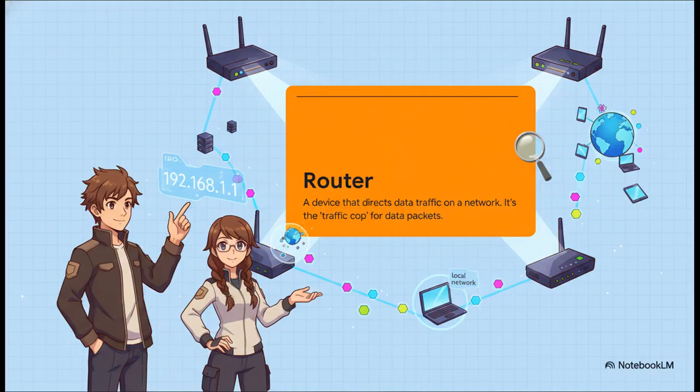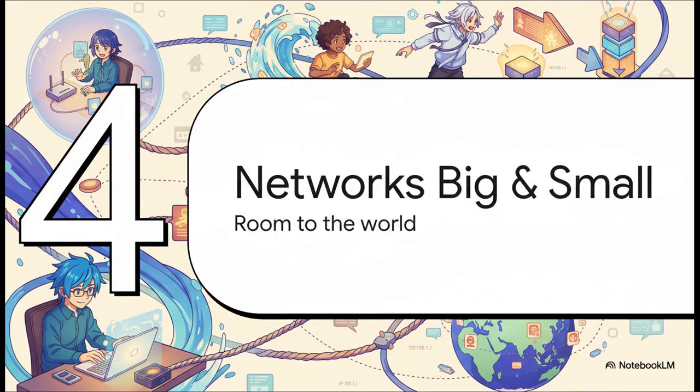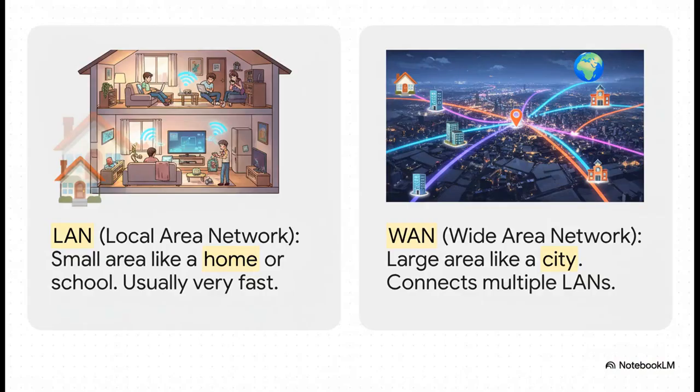Okay, so now that we have the building blocks, let's zoom out a little bit. Because the coolest thing is that these exact same principles apply to the tiny network in your home just as they do to the entire global internet. You're going to hear two main acronyms a lot, LAN and WAN. First, the LAN, or Local Area Network. Think small. This is your home Wi-Fi network or the network at your school or office. It's contained, it's fast, and you probably own all the gear. Then you've got the WAN, or Wide Area Network. This is the big stuff. It connects lots of LANs together across huge areas, like a whole city or even a country.